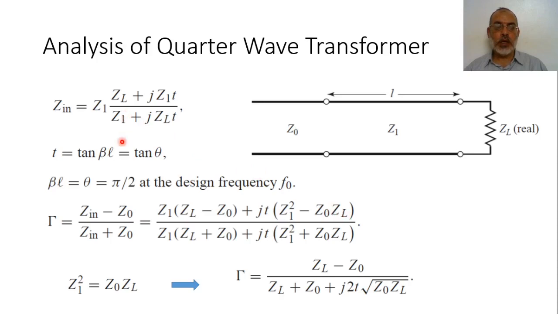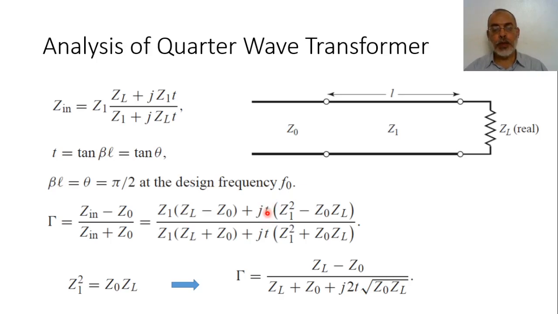In a similar way, we can obtain the denominator Zin plus Z0 as Z1 multiplied by (ZL plus Z0) plus jT multiplied by (Z1 squared plus Z0 ZL). Alright? This is the reflection coefficient as a function of T, which is actually a function of beta, and beta is 2 pi over lambda, and lambda is c over frequency. So this is actually the reflection coefficient as a function of the frequency. This T includes the effect of the frequency. Alright?